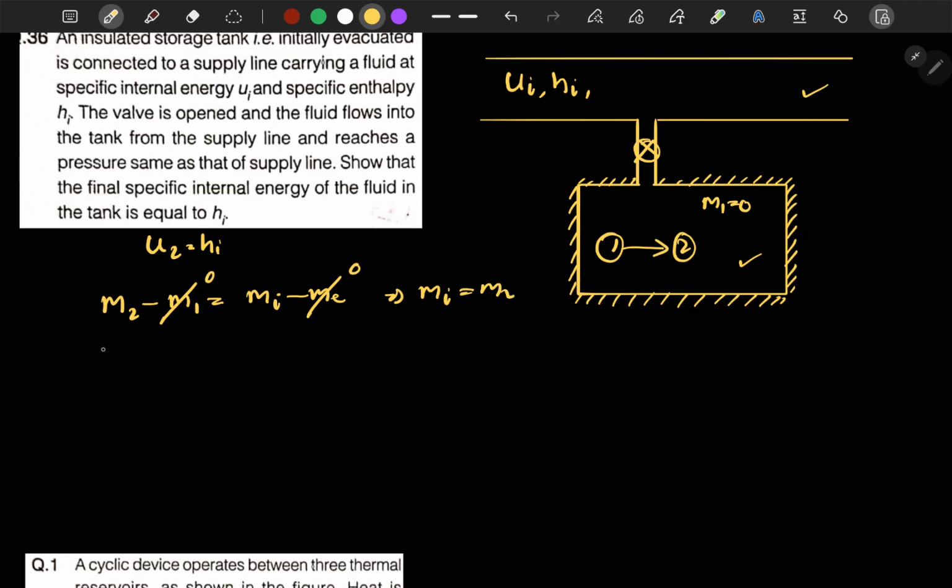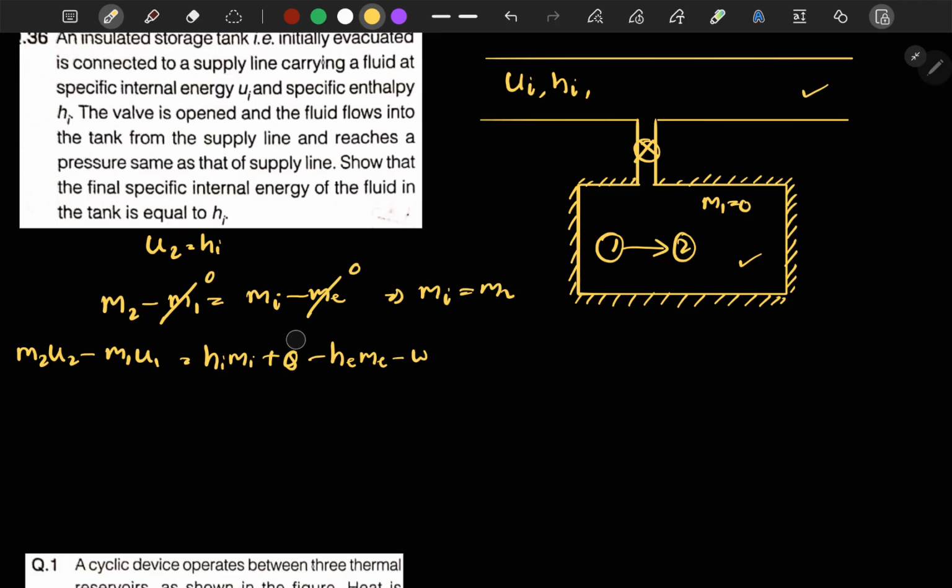Now if we apply the energy equation, we can write the total energy change as m2 u2 minus m1 u1, which is equal to hi mi plus q dot minus he me minus w.